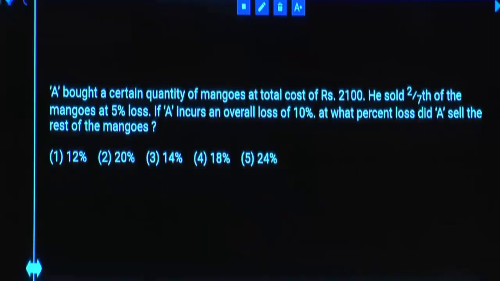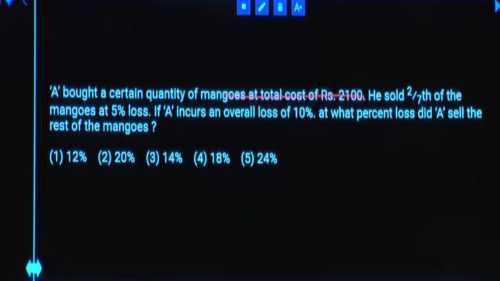He bought certain quantity of mangoes at the cost of 2,100. He sold 2/7 of mangoes at 5% loss. If A incurs an overall loss of 10%, at what percent of loss did A sell the rest of the mangoes? Now were you asked about percentage or a number? Percentage. So you don't need to use number at all. Forget about number. Don't use number.